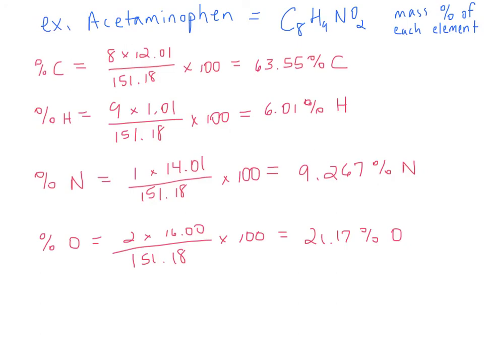So here, class, is the answer. Our percent carbon is 63.55%. Our percent hydrogen is 6.01%. Our percent nitrogen is 9.267%. And our percent oxygen is 21.17%. And you'll notice if you add these up, you get 99.997%, obviously really close to 100%. It just has to do with rounding. So if you found oxygen by adding these up, or if you found your last element by adding up the other 3 and subtracting from 100, you would have gotten a slightly different answer for oxygen or for one of the others, but that is okay.